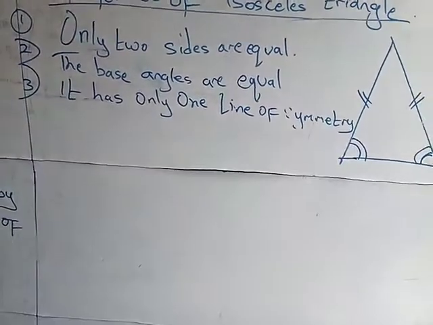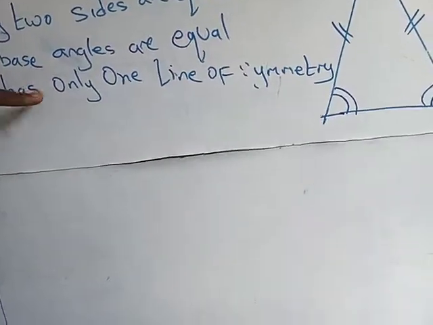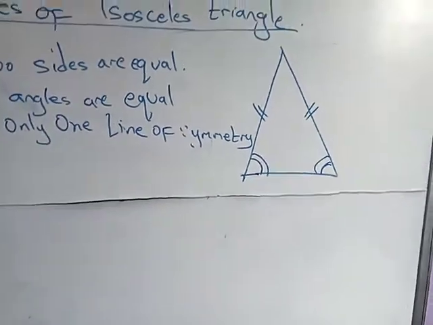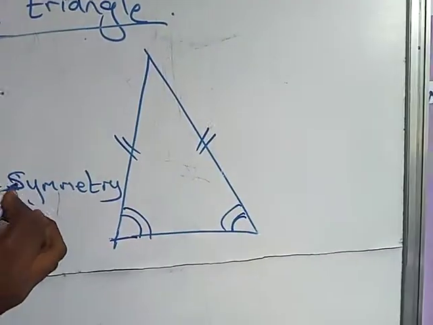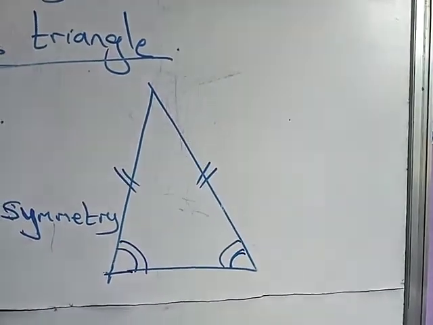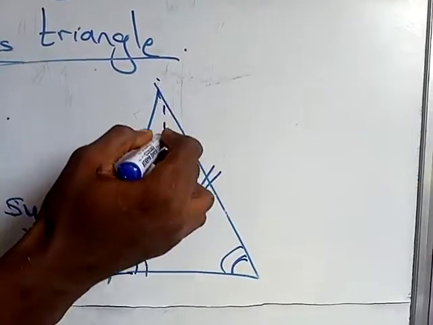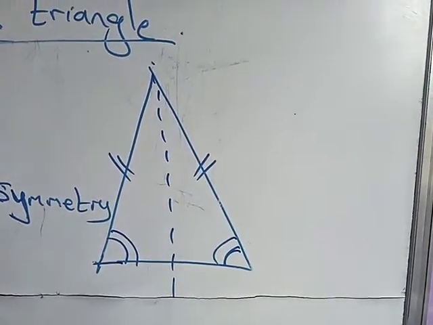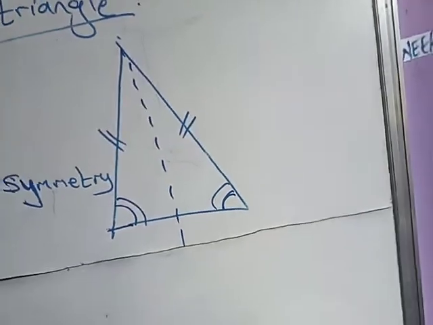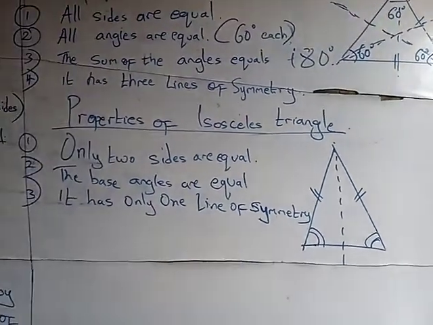We have also, it has only 1 line of symmetry. You can only fold this isosceles triangle this way before you can have equal parts. It has only 1 line of symmetry.